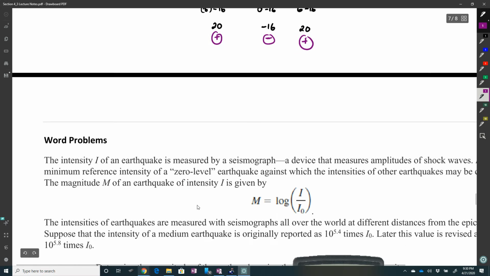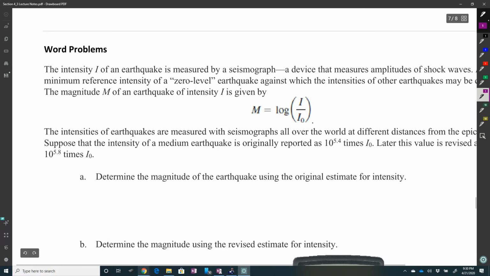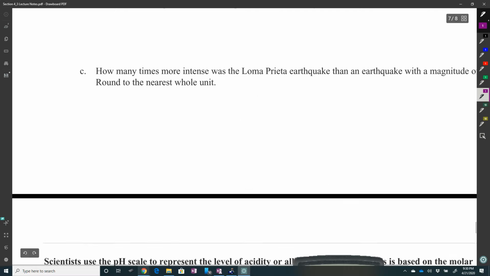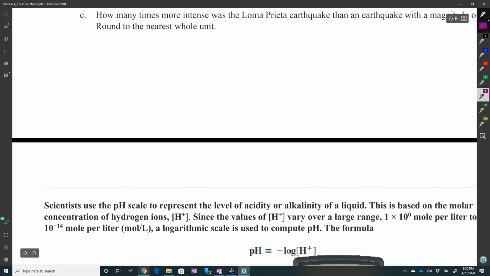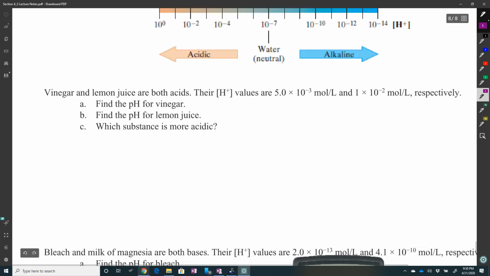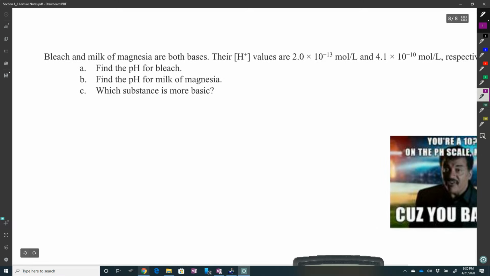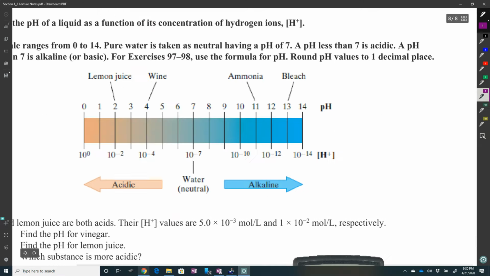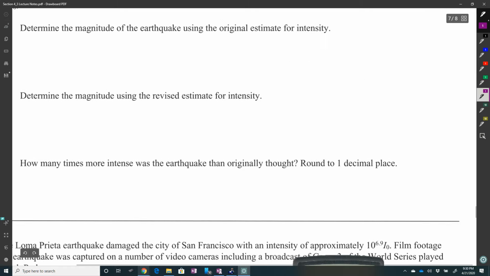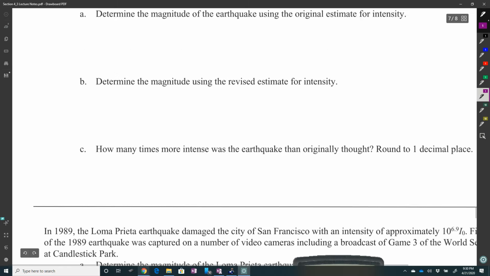All right, almost done. Word problems, and that is it. Okay, so I'm going to save the last page for y'all to do on your own because word problems. But let's do these two problems here, and that'll be it.